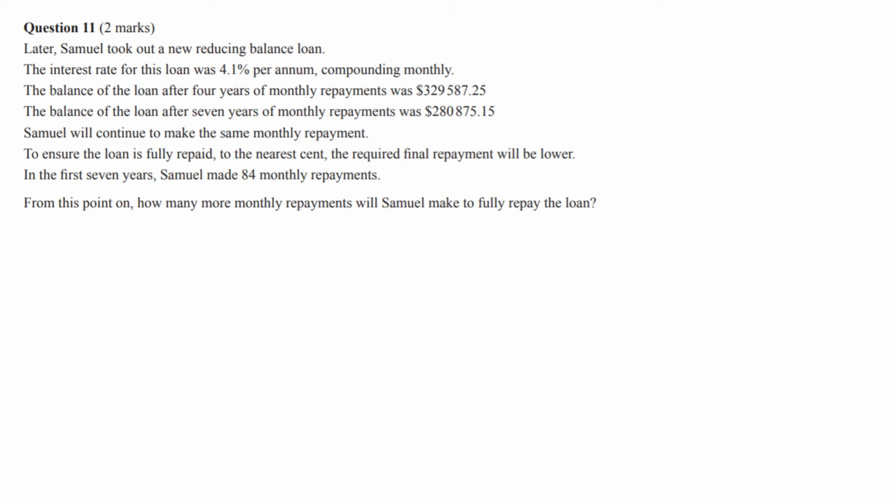Okay, so we've got a reducing balance loan at 4.1% per annum, compounded monthly. We know after 4 years we've got this much money, after 7 years we've got this much money, and it says monthly repayments are constant, they don't change, and there may be a change in the final payment, although it's not a final repayment question. I'm going to add that as a bonus later.